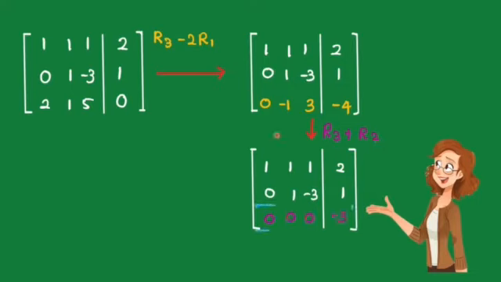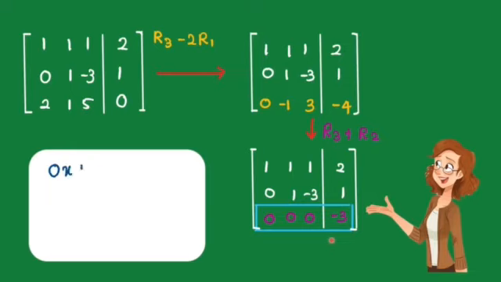So we obtain that 0x plus 0y plus 0z is equal to negative 3. It is impossible for 0 to be equal to negative 3. Thus, this system of linear equations has no solution.